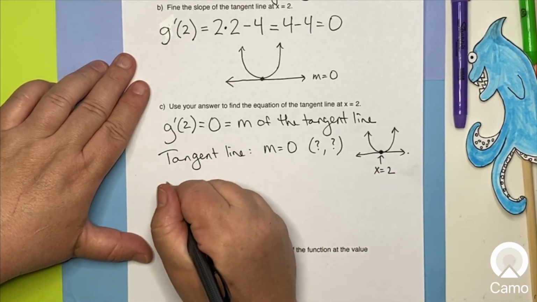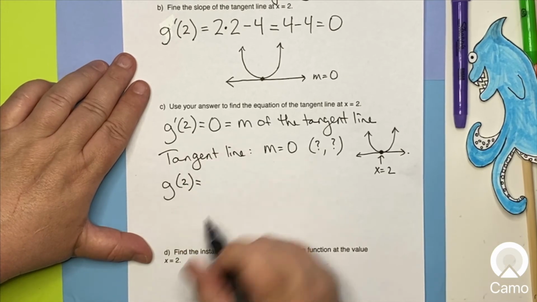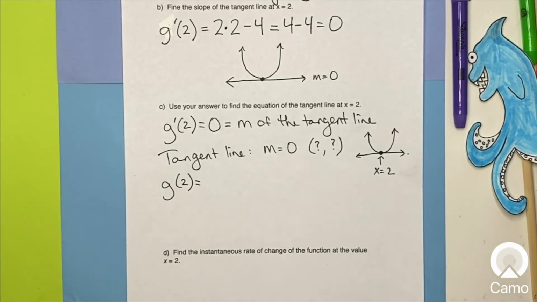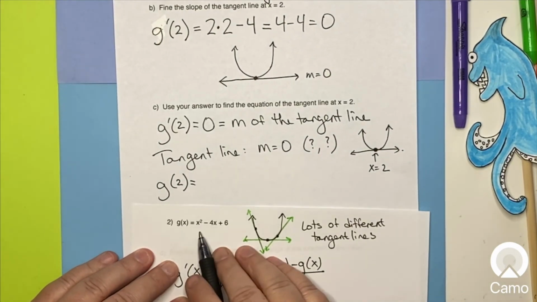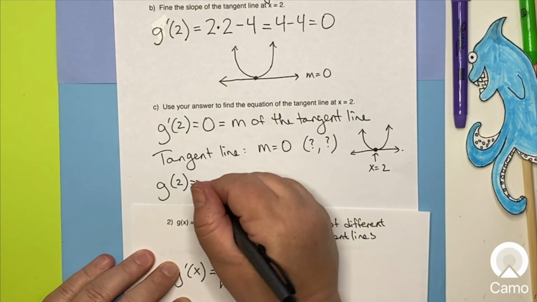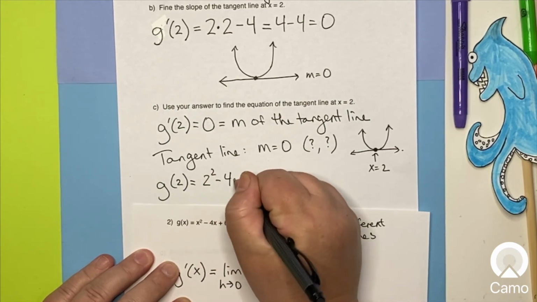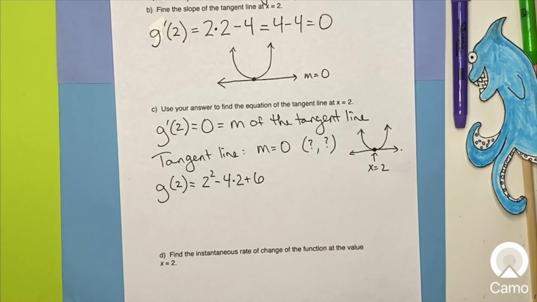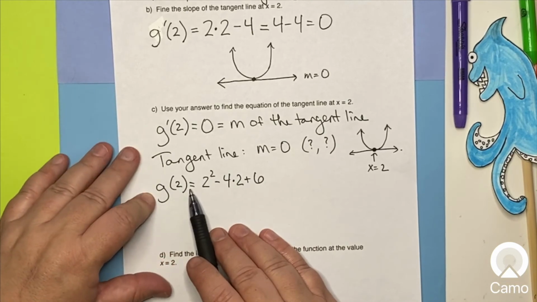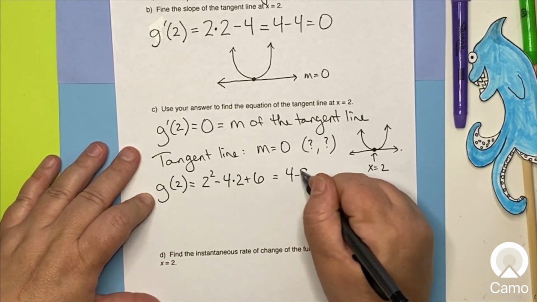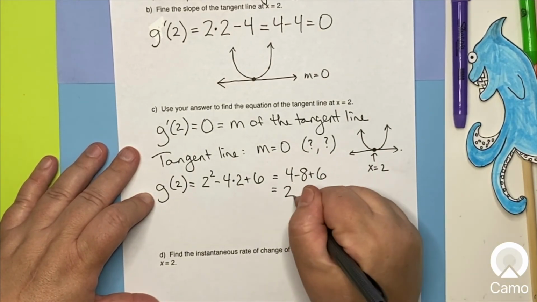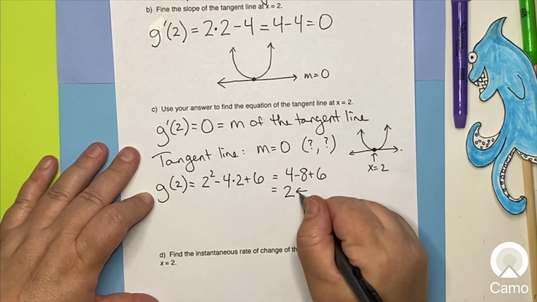So weirdly enough, we have to find the original value. What is the original value when x is 2? So let me bring us back to our original function. Our original function was x squared. So g of x is x squared minus 4x plus 6. G of 2 is 2 squared minus 4 times 2 plus 6. So we actually have to find not just the derivative, but the original function. Let's see what this is. This is 4 minus 8 plus 6, which is equal to, I can't add 2. So that's the y value.